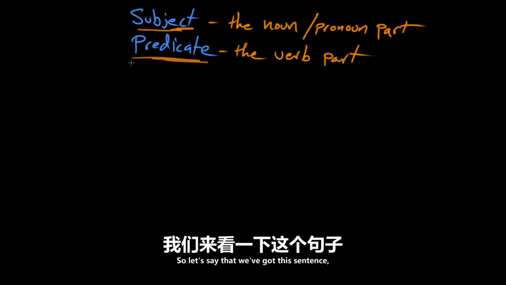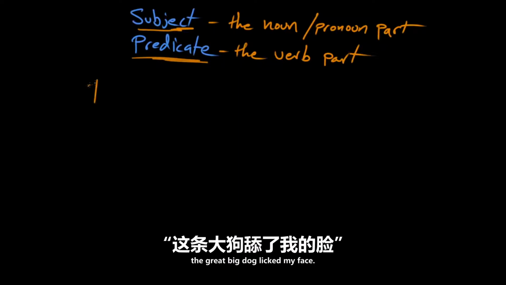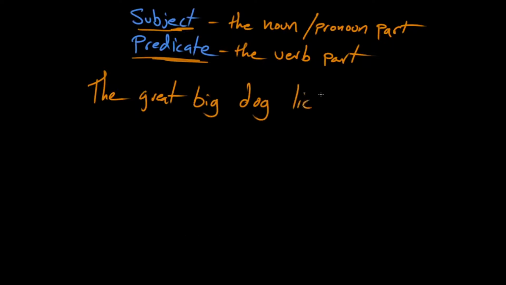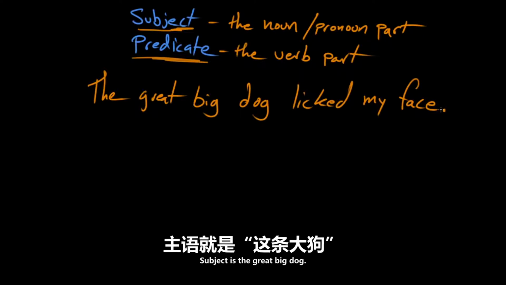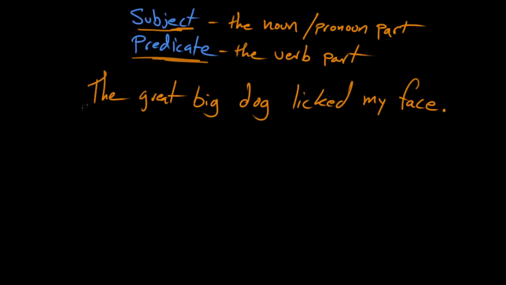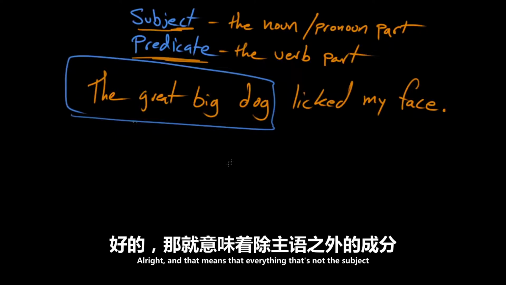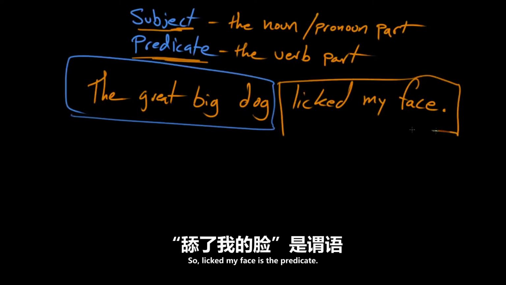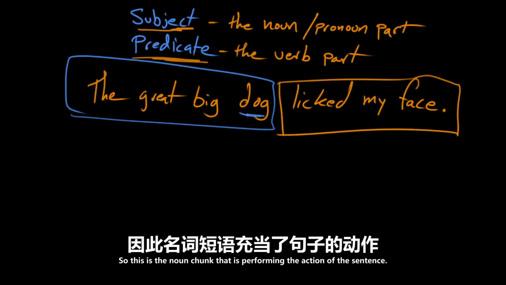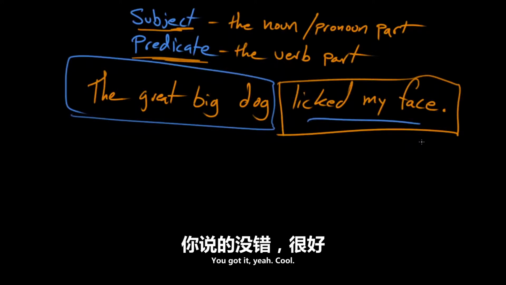Okay, so let's say we've got this sentence. The great big dog licked my face. Here is our sentence. What is the subject? Subject is the great big dog. All right. And that means that everything that's not the subject is part of the predicate, right? Mm-hmm. So licked my face is the predicate. So this is the noun chunk that is performing the action of the sentence. You got it. Cool.